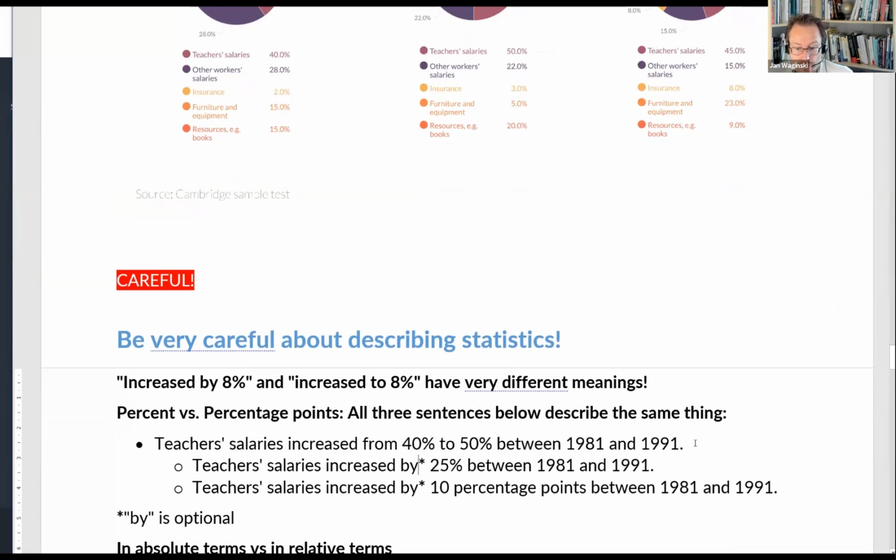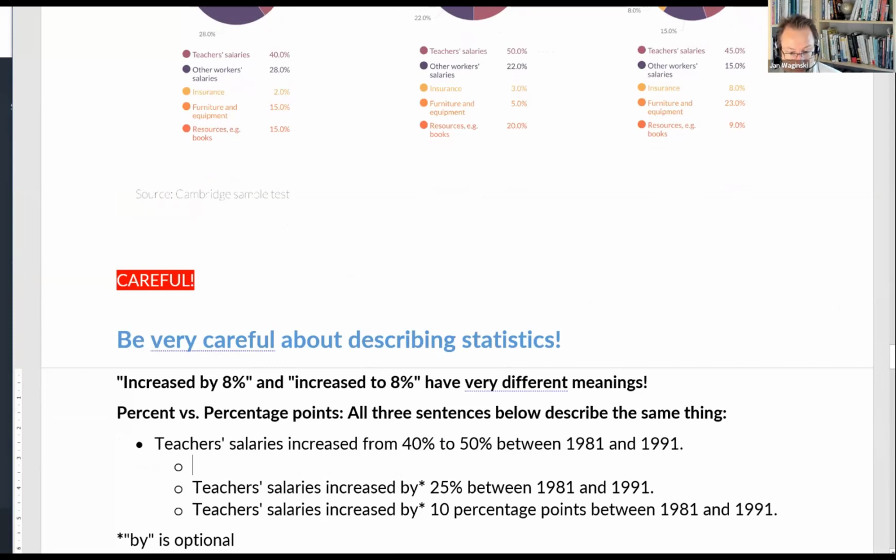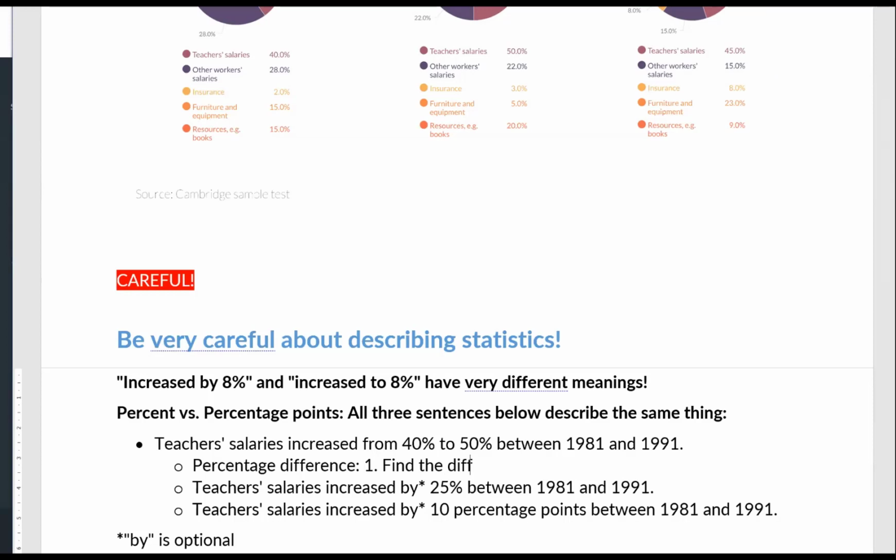What's the difference between 40 and 50%? Do you remember the formula for calculating percentage difference? Not percentage point, percentage difference. What's the formula for calculating percentage difference? So if you go from 40 to 50%, what is the percentage increase? 25. 50 minus 40. The first step is you find the difference. It is 10. What's the second step? Divide the difference by the first number.